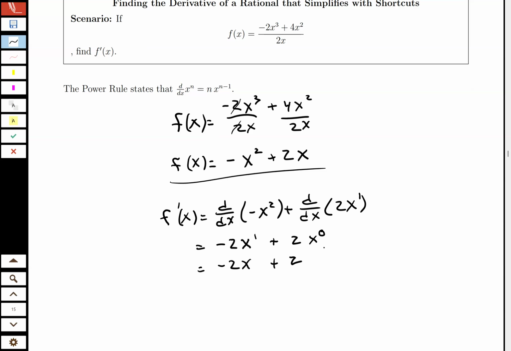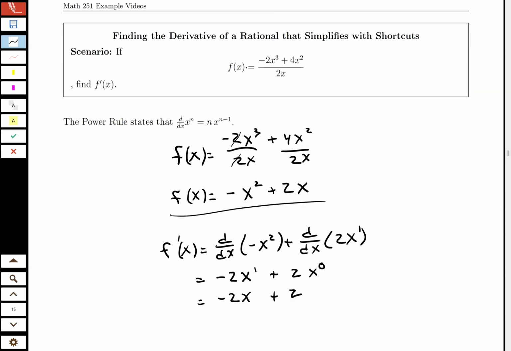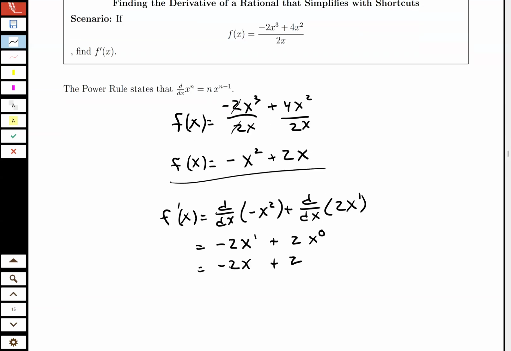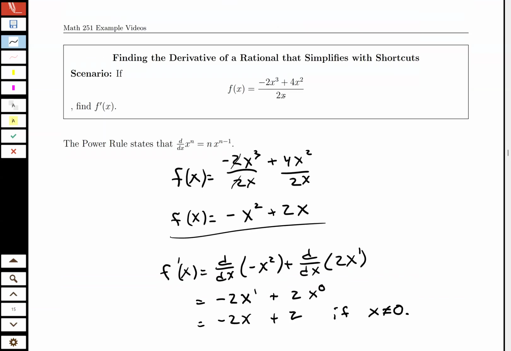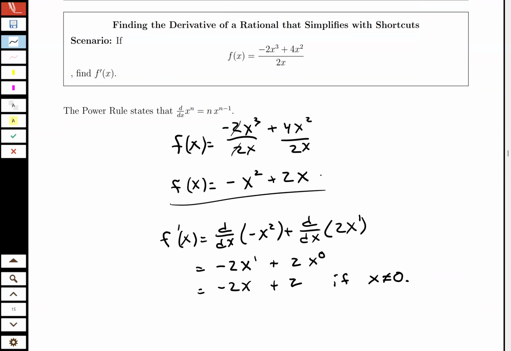So the derivative function for f of x equals negative 2x cubed plus 4x squared all over 2x simplifies really nicely. It becomes the derivative of x is equal to negative 2x plus 2. Of course, this is assuming x does not equal 0, because our function was undefined at x equals 0. We would have been dividing by 0, and we can't do that.